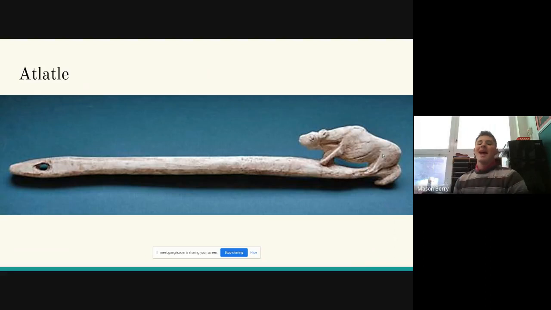All right, this is an atlatl. I want to know if any of you know what an atlatl is. So again, there's going to be a question at the bottom. Go ahead and fill that out.